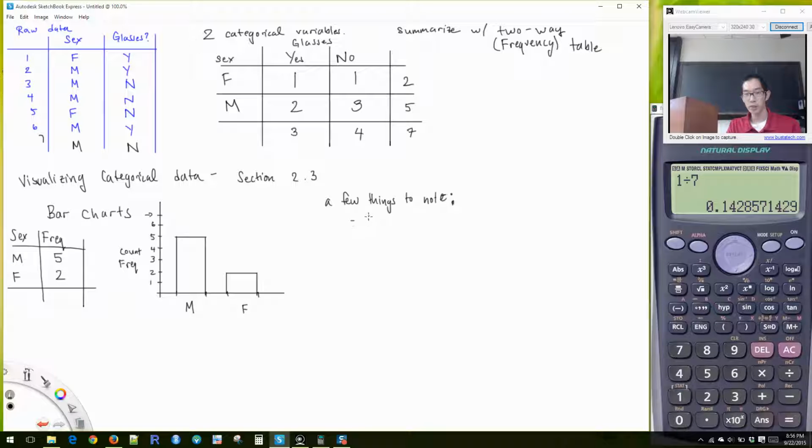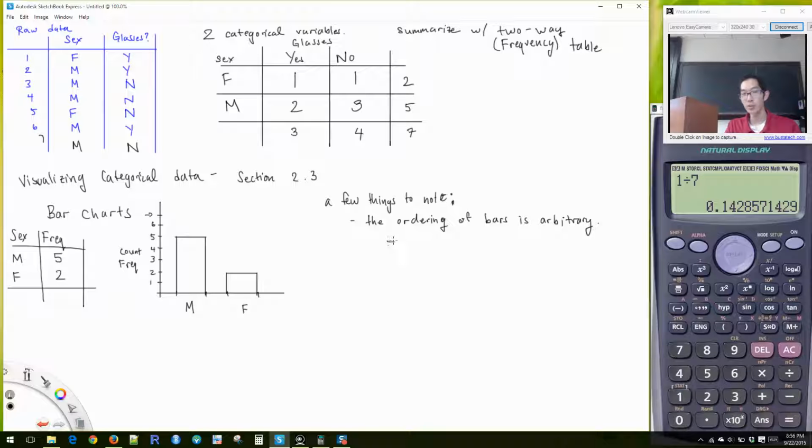One, the ordering of the bars is arbitrary. Here I have males on the left and females on the right. I could just as equally switch them around, and the bar chart is just as valid. You might have 6 categories if we're talking about hair color: black hair, brown hair, blonde hair, red hair, other colored hair, things like that, and the ordering of the bars doesn't matter.